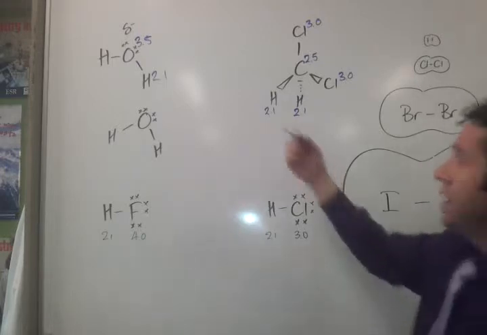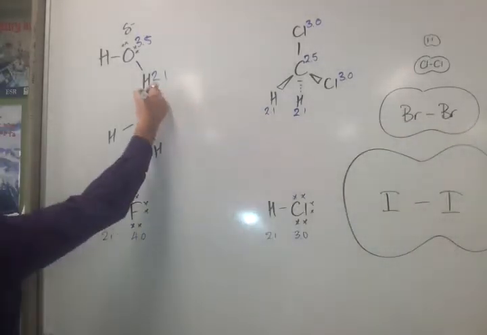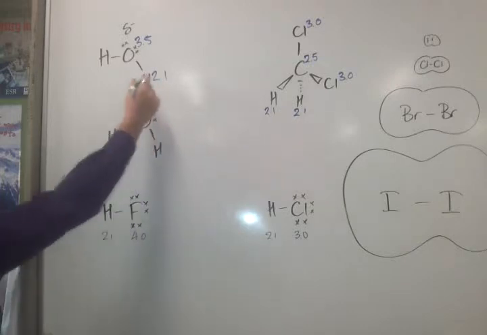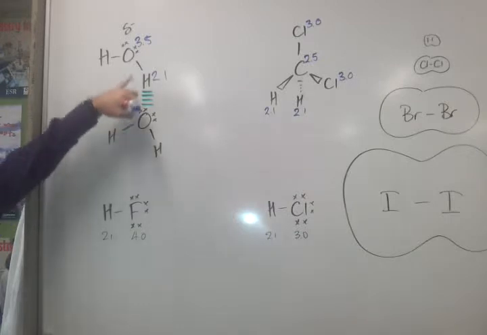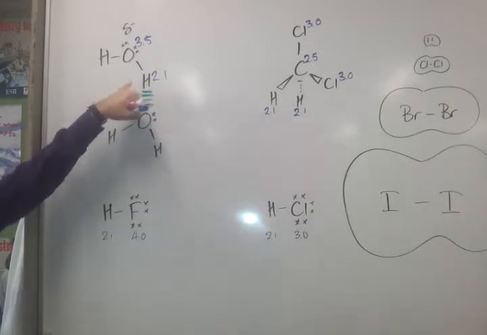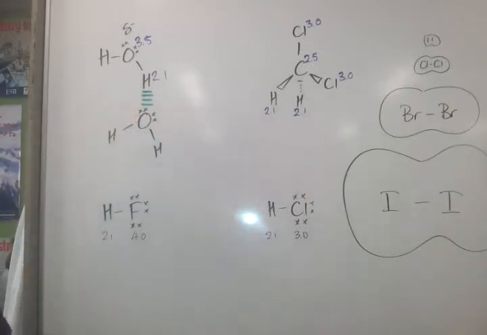Now, in the exams, we normally show that by a few dashed lines between the lone pair of electrons of a neighbouring molecule and the hydrogen of this one. And this shows a hydrogen bond. These are really strong. They're not as strong as a covalent bond. They are nowhere near as strong as an ionic bond. But they are a lot stronger than a permanent dipole force.